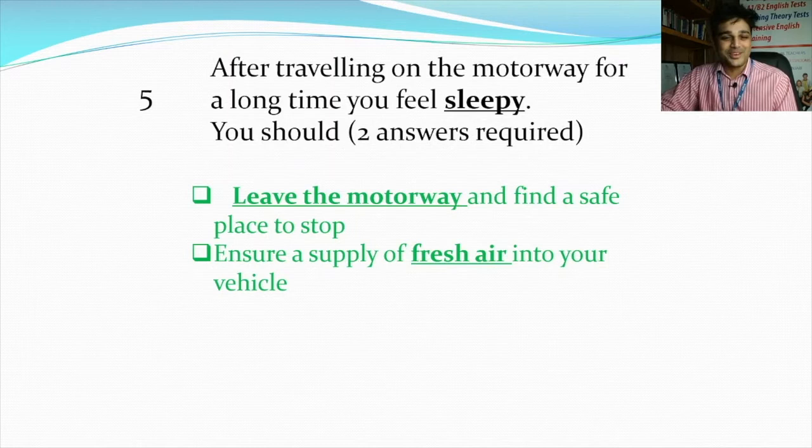So leave the motorway and find a safe place to stop. Ensure a supply of fresh air into your vehicle. So get some fresh air, roll down the window, let the air hit you. Or pretend you're in a music video. Do this. So if you feel sleepy, leave the motorway and ensure a fresh supply of air.